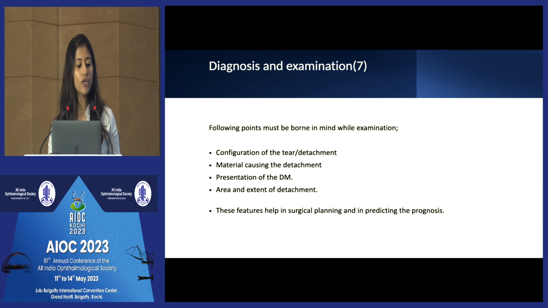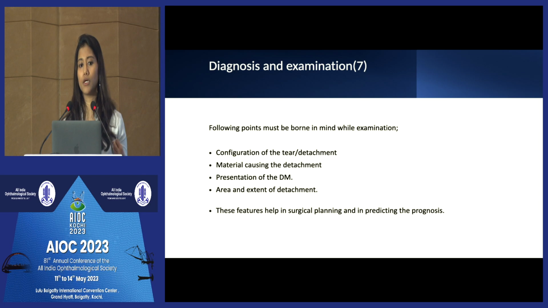While going in for a diagnosis, these are the following things which we have to keep in mind. A thorough slit lamp evaluation and an ASOCT is pertinent for us to plan our treatment. The configuration of the tear or the detachment is usually seen in an ASOCT. The material causing the detachment, in case of a viscoelastic, we need to do a drainage of the fluid, the presentation of the DM, and also the area and extent of the detachment. We should also be able to find out any areas of missing DM. These features help us in surgical planning and in predicting the prognosis.